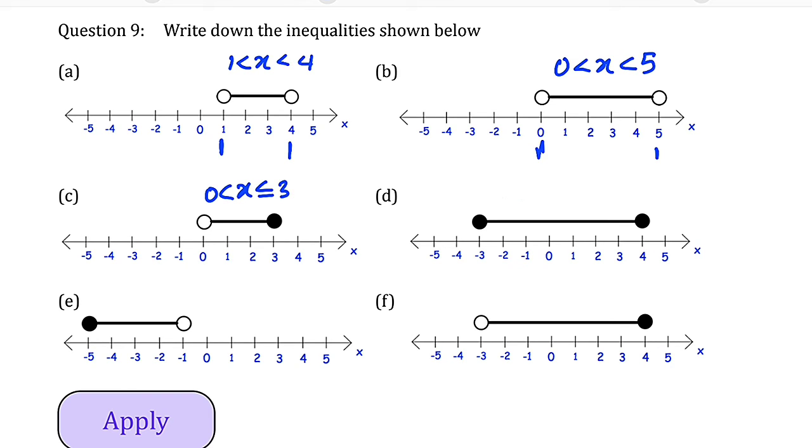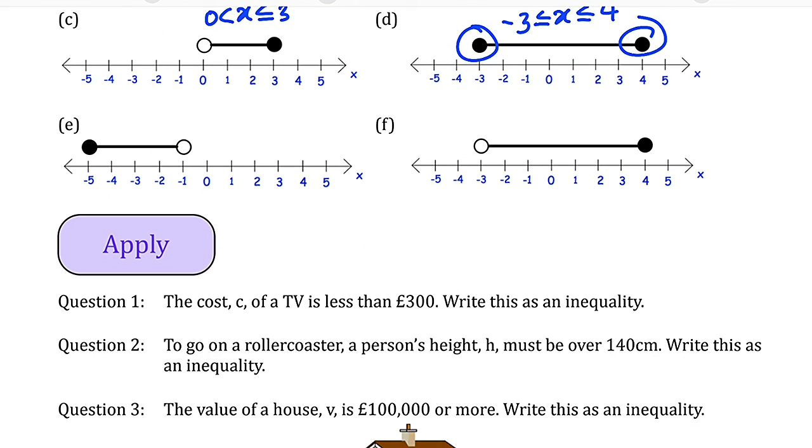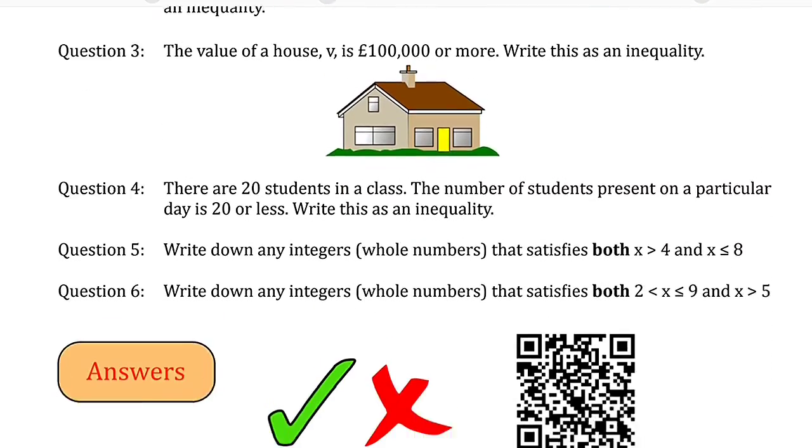This is negative 3 less than or equal to x, less than or equal to 4 because both the ends are ticked. This one will be negative 5 less than or equal to x because of this, but the other end will just be less than negative 1. And lastly, we have negative 3 less than x, but less than or equal to 4. And we are done. Then we have the last category here, which is applied questions.